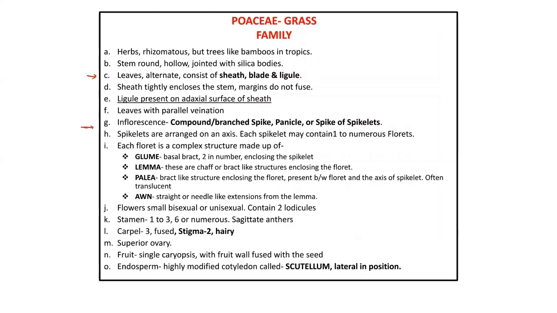That is important. Then we talk about inflorescence. Inflorescence is compound or branched spike, or panicle, or spike of spikelet. So this inflorescence part is important in the case of Poaceae. Then we talk about glume, lemma, palea, and so on. So this is important. Go through them.